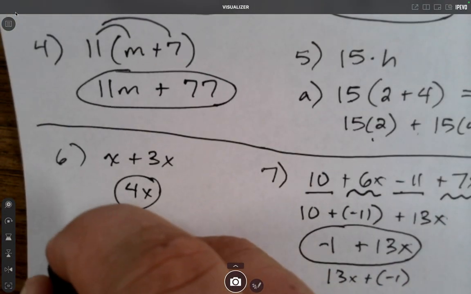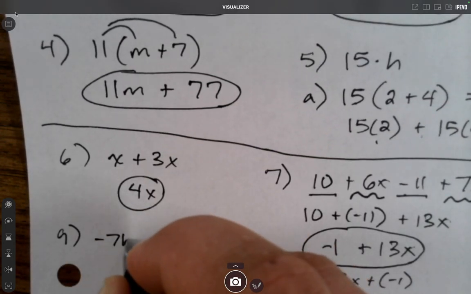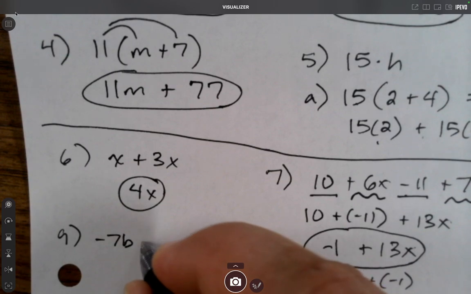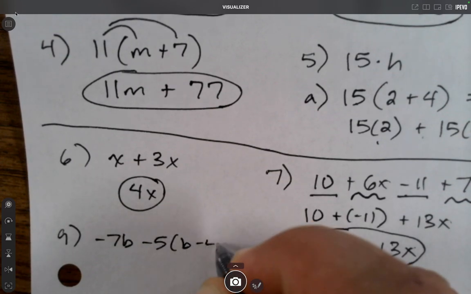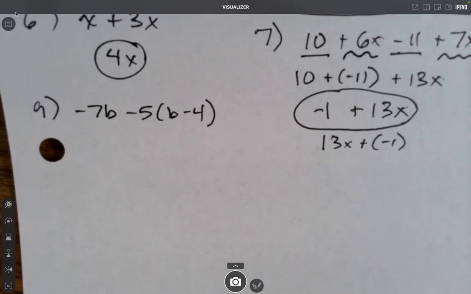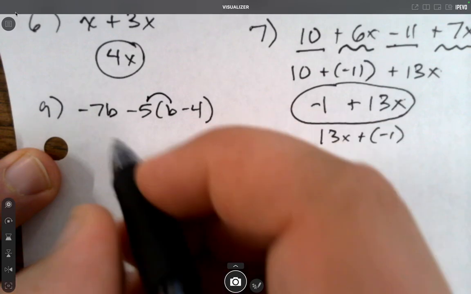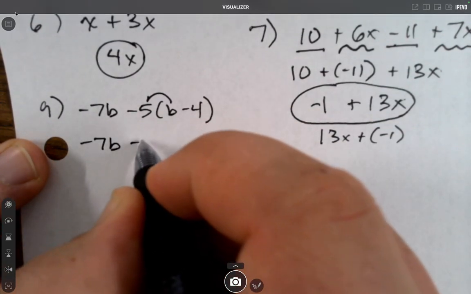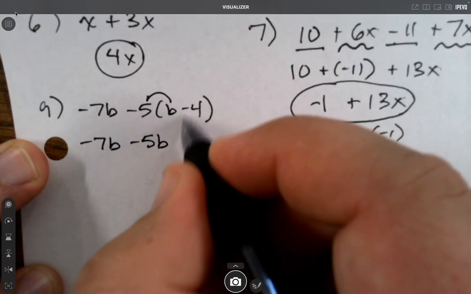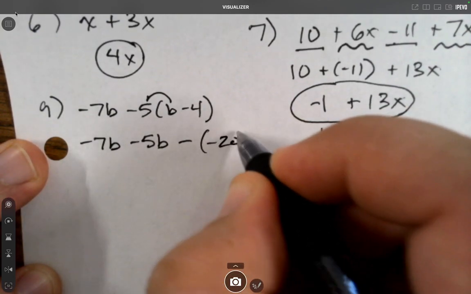Now 9 is the same. Negative 7b minus 5 times b minus 4. We've got to distribute before we do any combining of like terms. So we again have to treat this like a negative 5. So negative 5 times b is negative 5b. We copy that minus sign down. Negative 5 times 4 is negative 20.